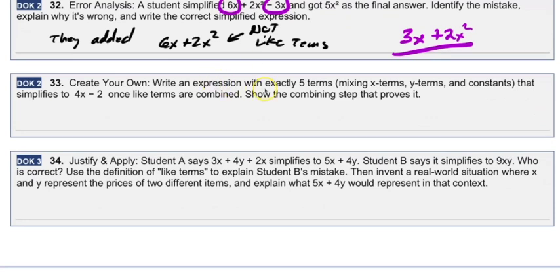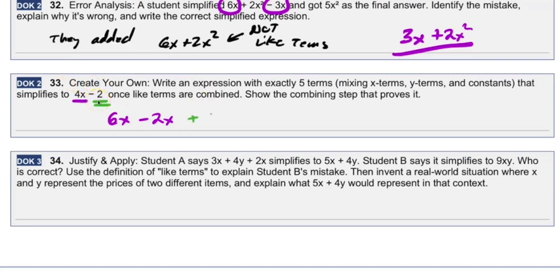Create your own. Write an expression with exactly 5 terms, mixing x, y, and constants, that simplifies to 4x minus 2 once like terms are combined. So they want me to get 5 terms. We want to get 4x minus 2. Okay. Let's go with the 4x. I could do 6x. Maybe like a negative 2x. Like those two would get me 4x. Then I need to do things that get me negative 2.